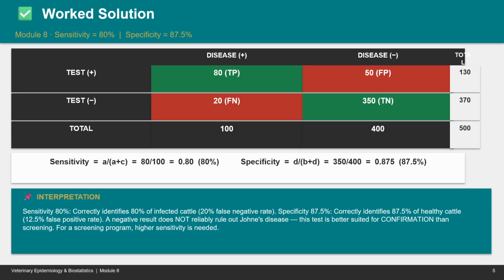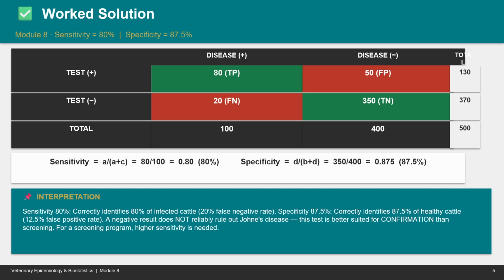Fill in the table. True positives, 80. False negatives, 20. False positives, 50. True negatives, 350. Sensitivity is 80 over 100, which is 80%. Specificity is 350 over 400, which is 87.5%.